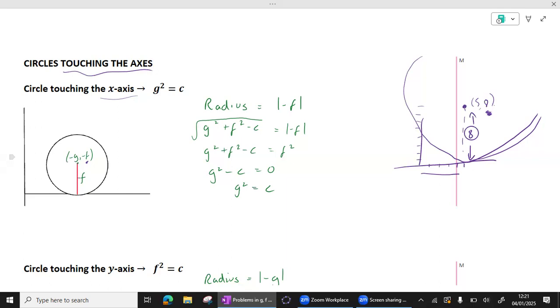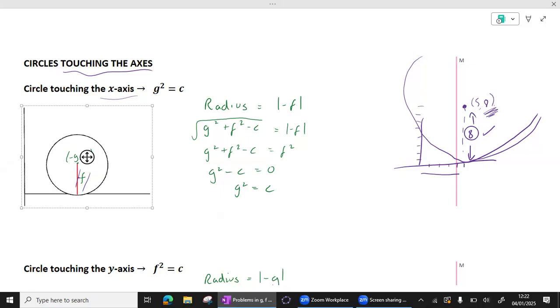Now, technically that's minus f, but it's the absolute value of minus f because a radius can't be negative. It's a distance, so the smallest it can be is 0. So the radius is equal to the absolute value of minus f. In other words, the radius is equal to the second part of the coordinate, just like over here, the second part of the coordinate was 8 and the radius was 8. So the formula for radius, the square root of g squared plus f squared minus c, is equal to the absolute value of f.